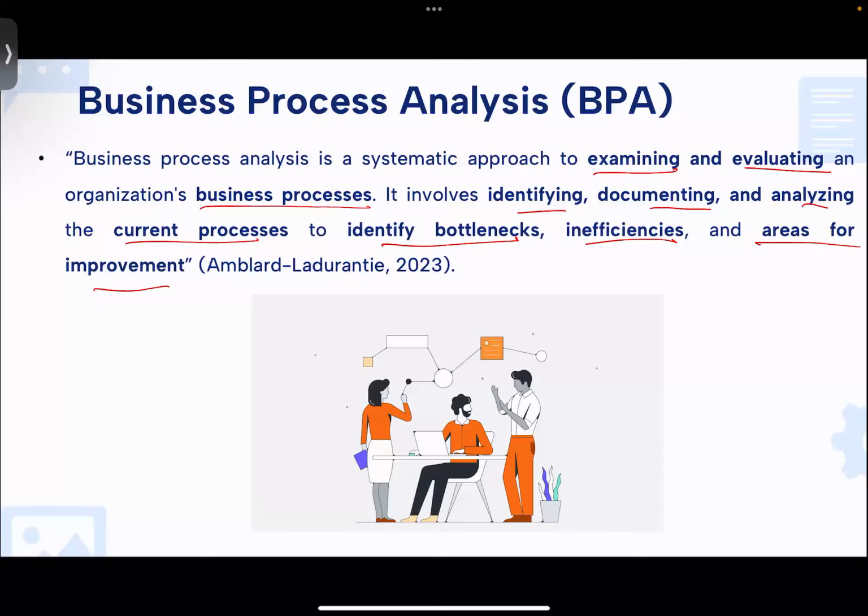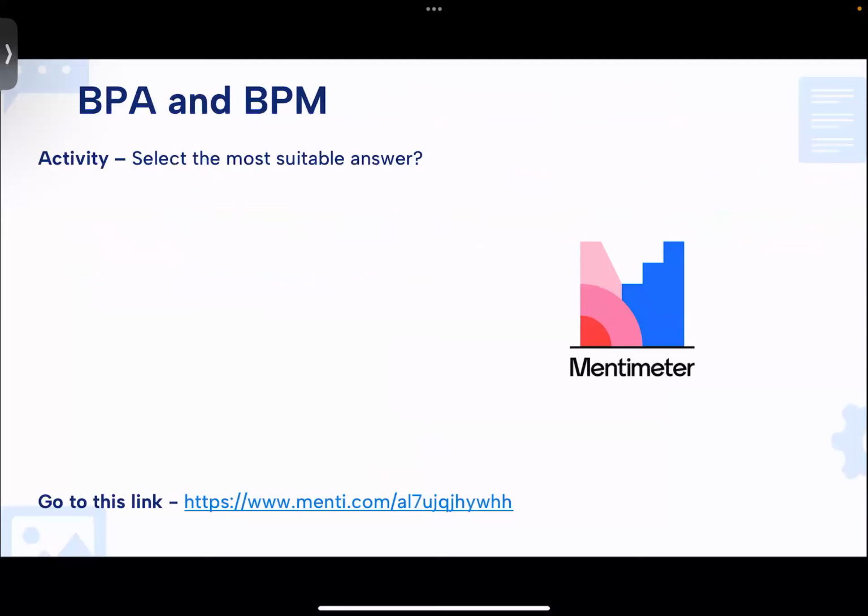Analysis means you take an existing business process that you have, you identify the particular process and document it, and you analyze the current process using different statistical or other types of tools. You identify whether there are any bottlenecks in the process, or any inefficiencies or areas for improvement. This is known as business process analysis. I hope everyone is clear about what business process analysis is.